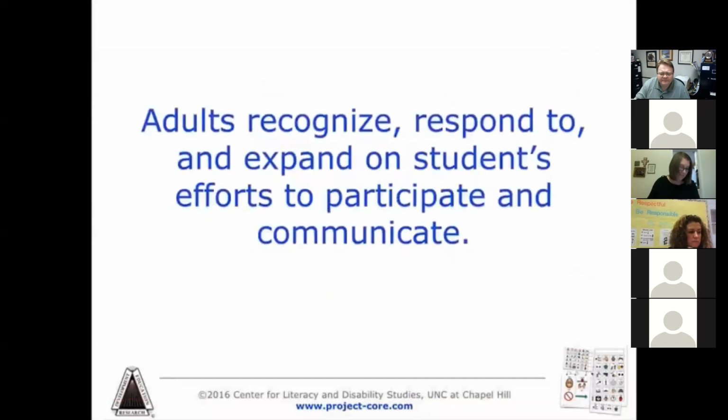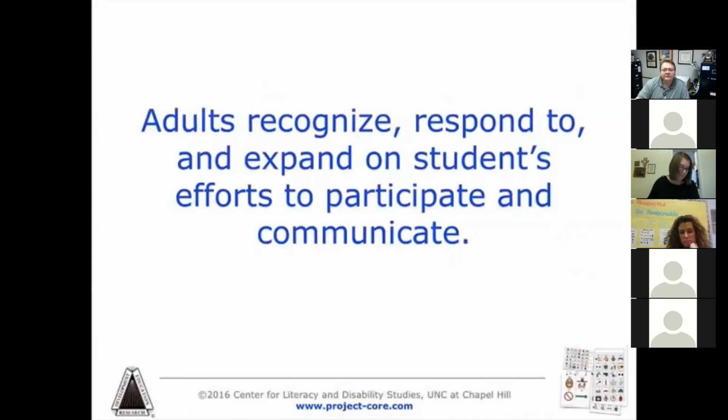As in all instructional routines, the adults in the room must learn to recognize, respond to, and expand on students' efforts to participate and communicate. For example, when the adult points out a letter in the school hallway, the student may reach toward it. The adult can attribute meaning by saying, "Do you want to look?" while pointing to want and look on the universal core board.